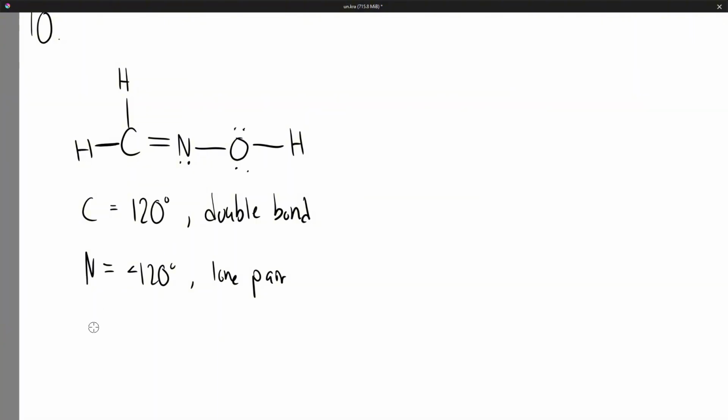Same with this oxygen. So it's tetrahedral with two lone pairs. So the angles are less than 109 degrees. And deviations are seen at the two lone pairs.